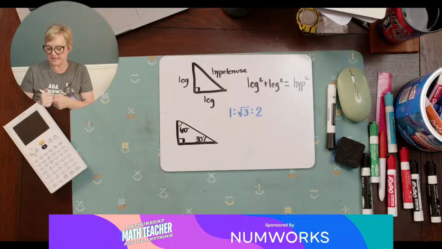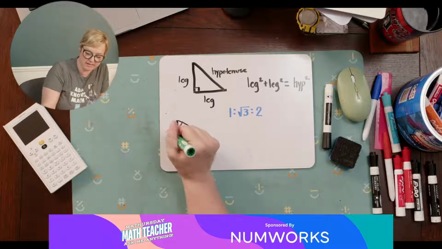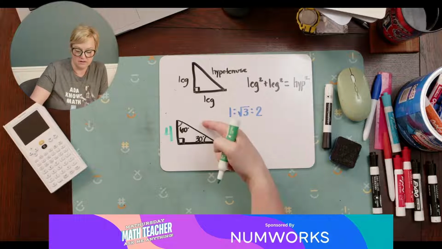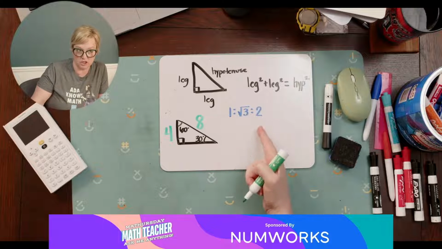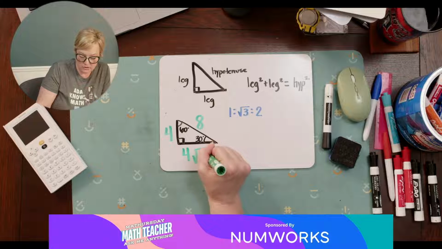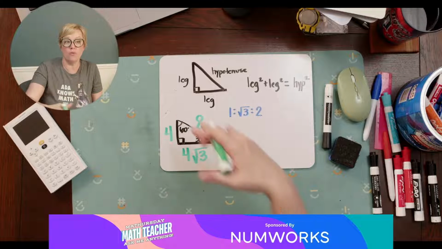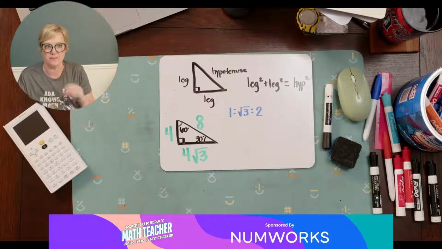So if it's always going to exist in this ratio, it doesn't matter what one of my sides is. The other two are always going to be in that ratio. So if I said this side is 4, the hypotenuse would be 8 because it's 1 to 2. And then this side would just be 4 times root 3. And that's it. They're always going to be in that ratio there.